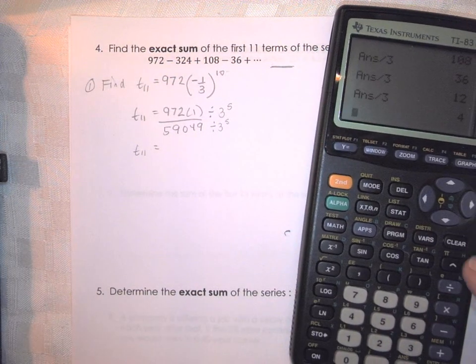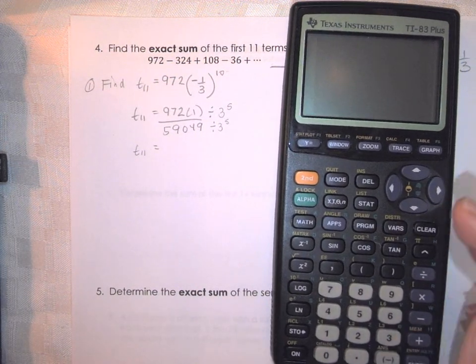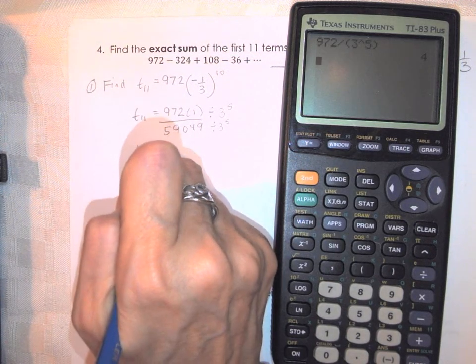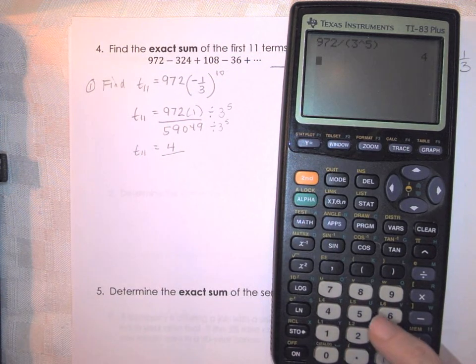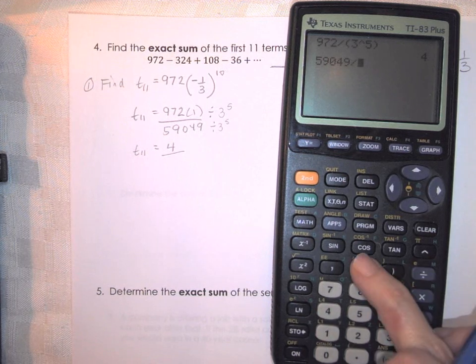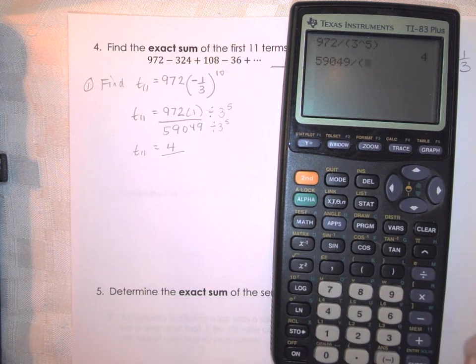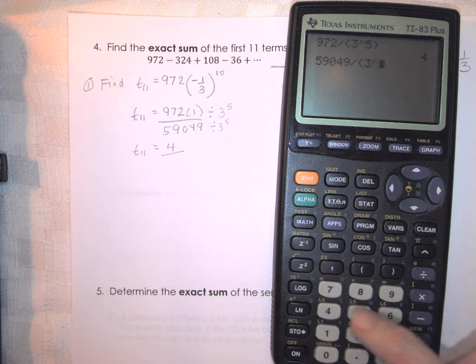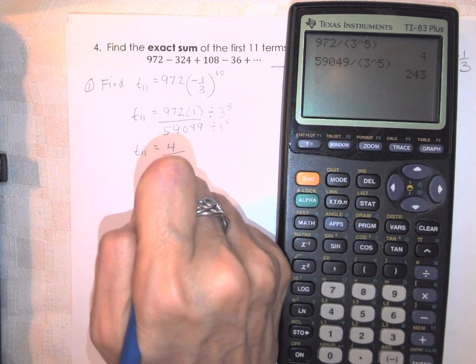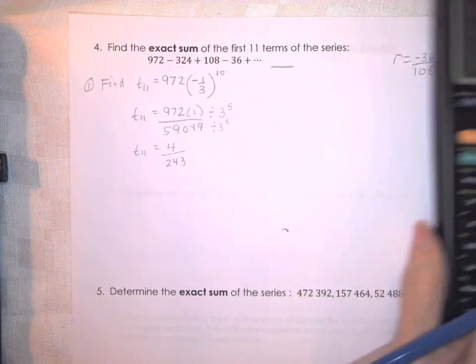So when I type this in, watch me here. 972 divided by bracket 3 to the power of 5 is 4. And then similarly, 59,049 divided by bracket 3 to the power of 5 is 243. So a much nicer fraction than that unsimplified one.